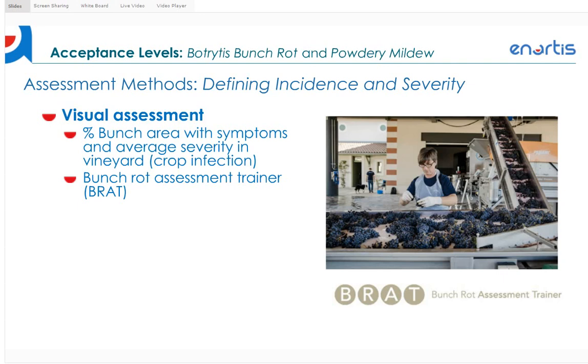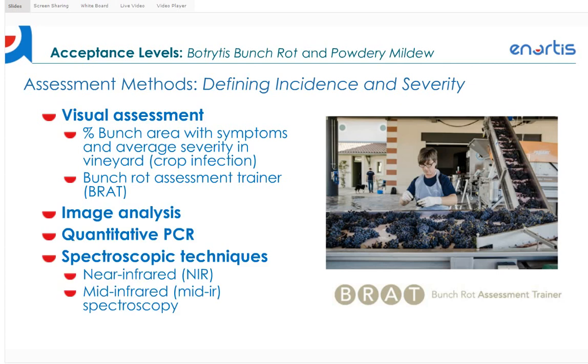The majority of producers are using visual assessment tools, and the bunch rot assessment trainer is an online program where you can help calibrate and improve your assessor accuracy in assessing botrytis incidence. So actually train a specialist to be on the sorting table, evaluating the percentage of crop infection and making sure to log that accordingly with your quality control program that you have implemented. Other assessment methods include image analysis, quantitative PCR, and some spectrographic techniques. In research, ergosterol, laccase, and various immunology assays are also practiced.